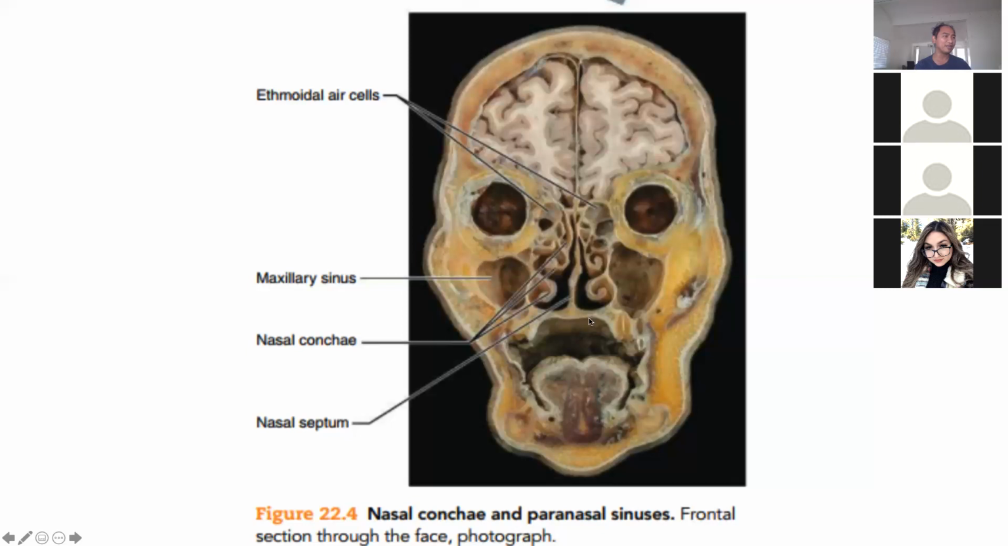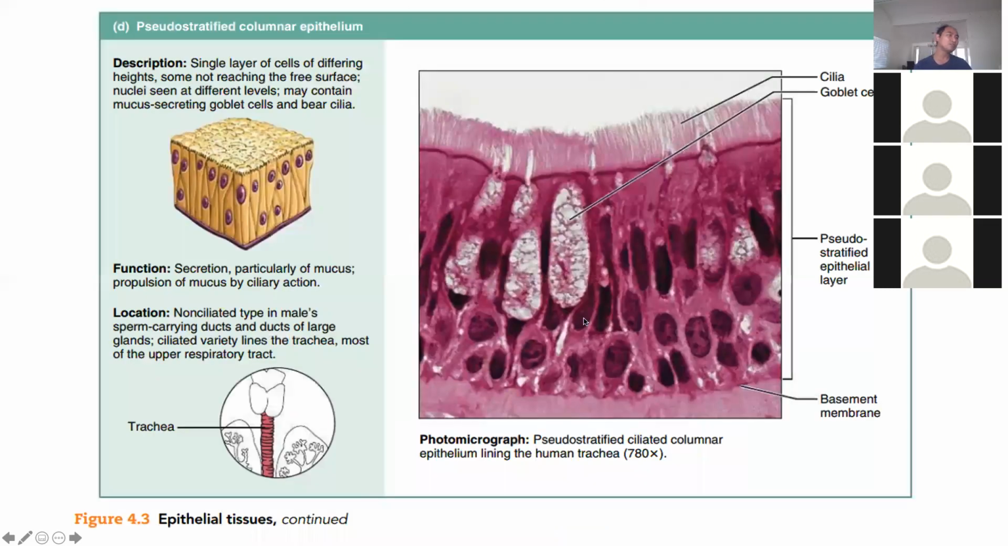This is the oral cavity. This must be the hard palate, which we can see. So this is just a reminder: pseudostratified columnar ciliated epithelium.